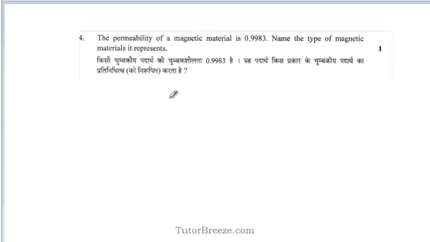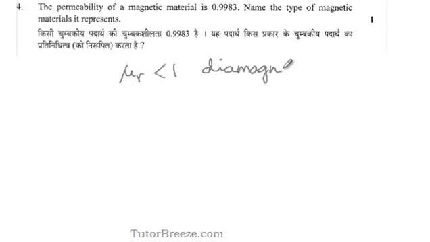Since the given magnetic material over here has a relative permeability which is less than 1, it is going to be a diamagnetic material. If you have a relative permeability which is greater than 1 but not very large, then it is a paramagnetic material, and for materials that have an extremely high relative permeability, maybe even up to 1000, that would be a ferromagnetic material.